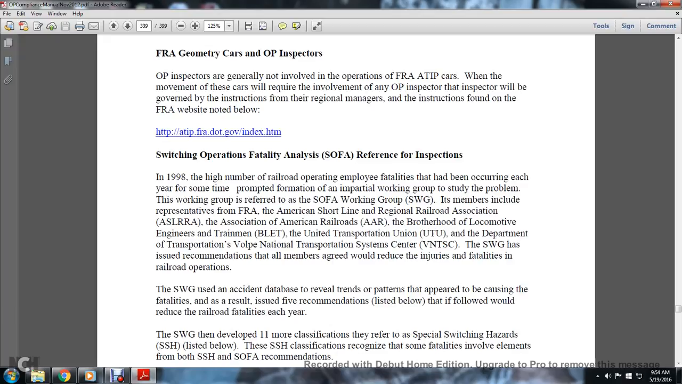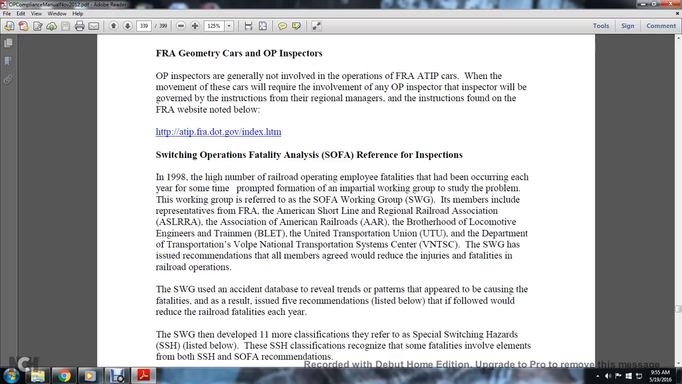Switching Operational Fatality Analysis, or SOFA, reference for inspection. In 1998, a high number of railroad operating employee fatalities had been occurring each year for some time, prompting the formation of an impartial working group to study the problem. The work group is referred to as the SOFA Working Group, or Switch Operation Fatality Working Group.